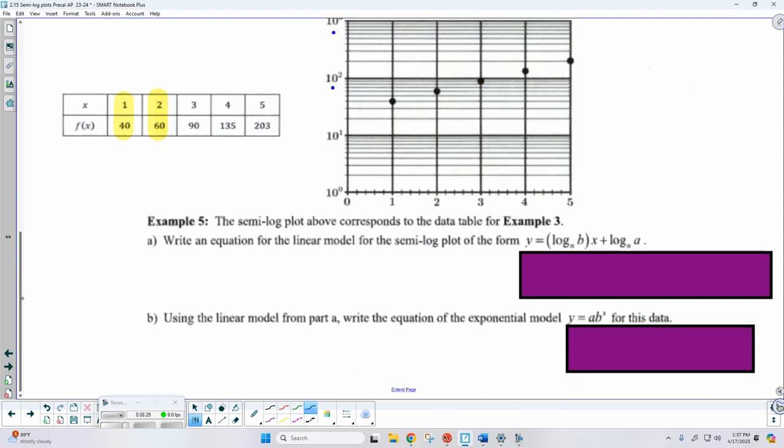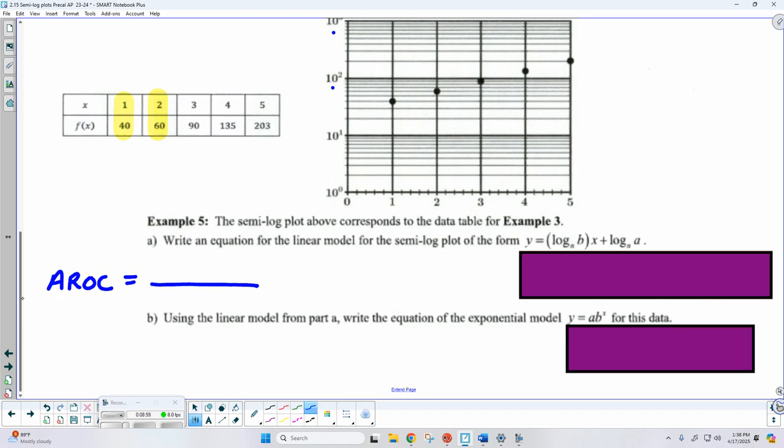Write an equation for the linear model in this form. Well, what's the most important thing to a straight line? They all have what? Slope. You've got to find the slope first. So we refer to that as average rate of change, AROC. This is simply the difference of the y's divided by the difference of the x's. Now, we're using the data from example 3. If you flip back, you'll notice that's the same table. I just copied that here so I don't have to go back and forth.